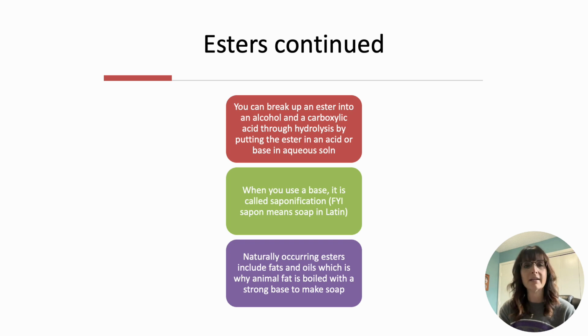Just a little bit more on esters. Because they're made up of an alcohol and a carboxylic acid, we can add a water. We call that hydrolysis, meaning to split using water, and we can actually get those two things back. When you use a base, we call it saponification, because sapon means, or however you say it, I have no idea, it means soap in Latin. Naturally occurring esters include fats and oils, which is why animal fat is boiled with a strong base to make soap.